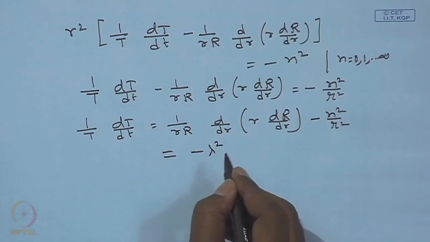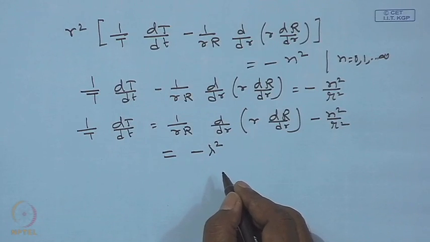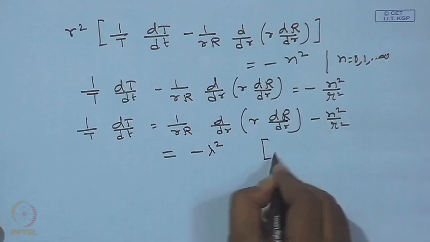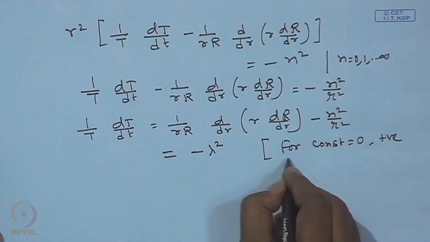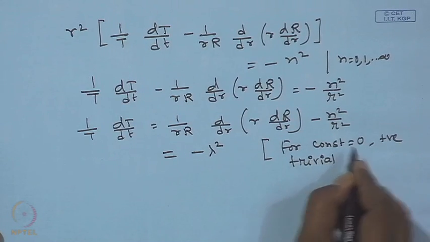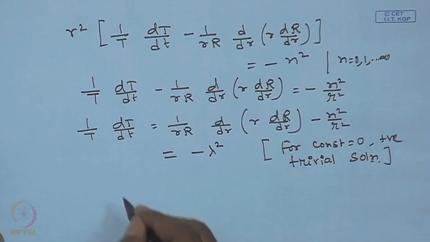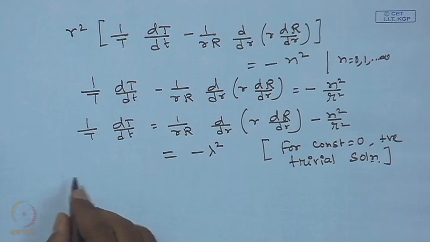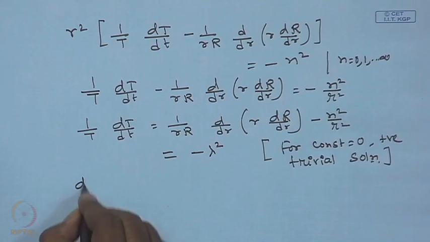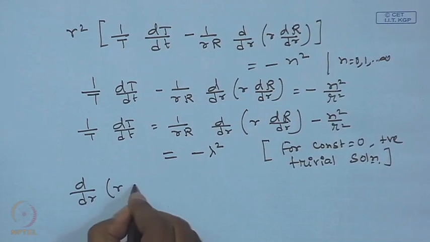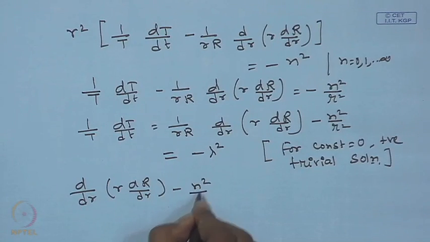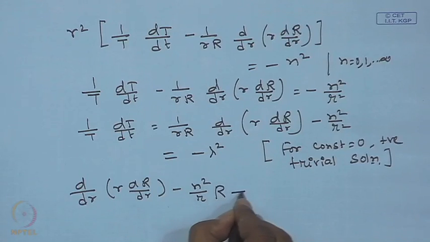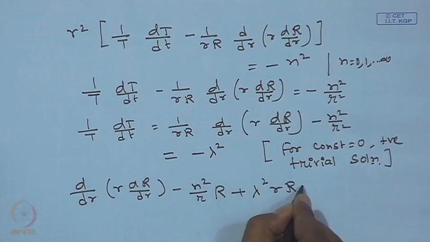Let us say this constant is a negative constant. We can prove that if this constant is 0 or positive, we will be getting a trivial solution, but we are not looking for a trivial solution, we are looking for a non-trivial solution. Hence, we solve the r varying part: d/dr of r dR/dr minus n square divided by r multiplied by R plus lambda square r R is equal to 0.